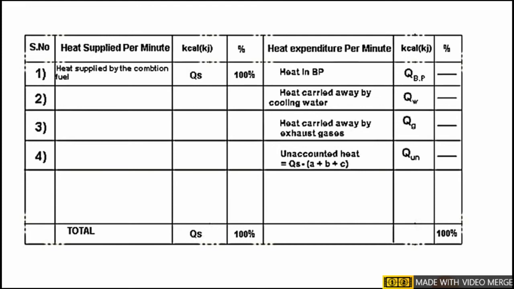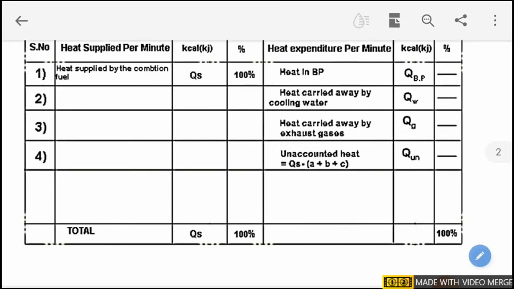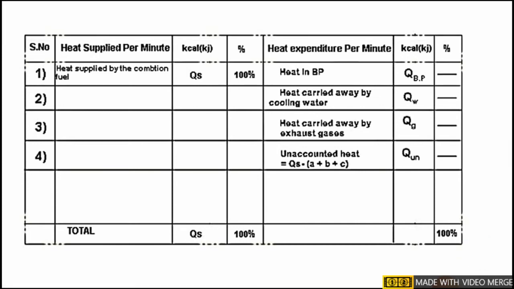Then Qun, that is unaccounted heat. Q unaccounted heat is nothing but heat supplied minus the individual terms of the BP plus QW plus QG. If you do that, you will be getting the unaccounted heat.